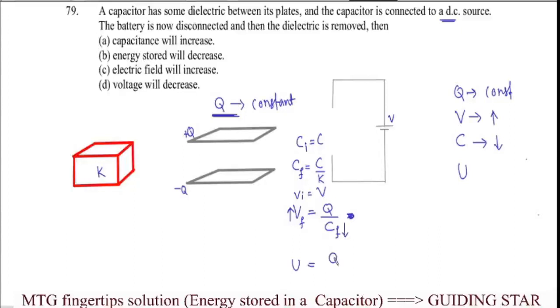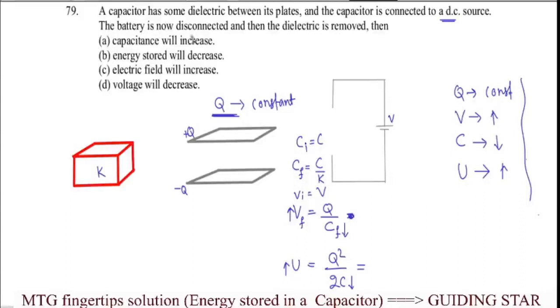We will be using Q square by 2C. So here in this particular case, as capacitance is decreasing, potential energy stored will be increasing. So here in this particular case energy stored will increase. So that means here we can say that these are the changes that will take place after removal of dielectric material from the charged capacitor.